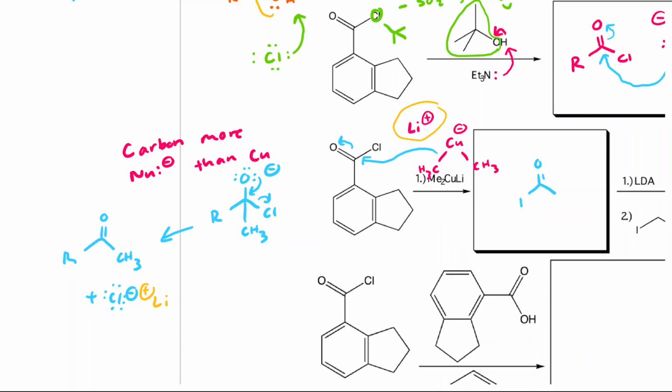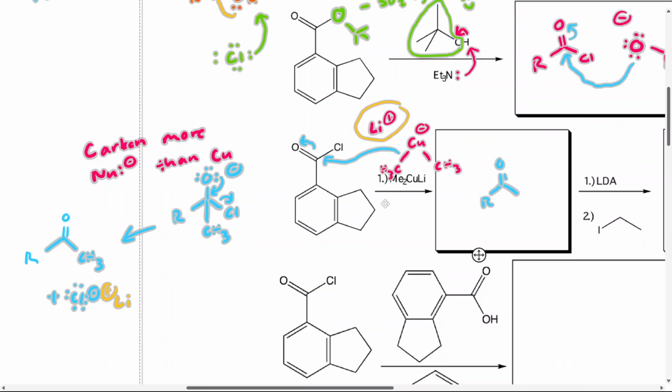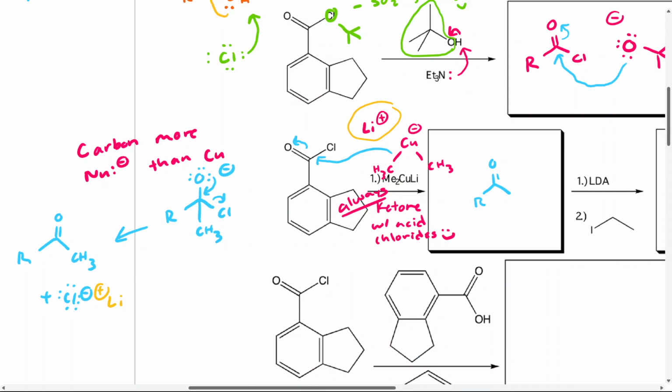And a fast trick for these methyl lithium reagents. I know I'm not saying the names right, but I hope you know what I mean when I'm saying it. Is that these will always form ketones with acid chlorides. So always ketone with acid chloride, CH3.